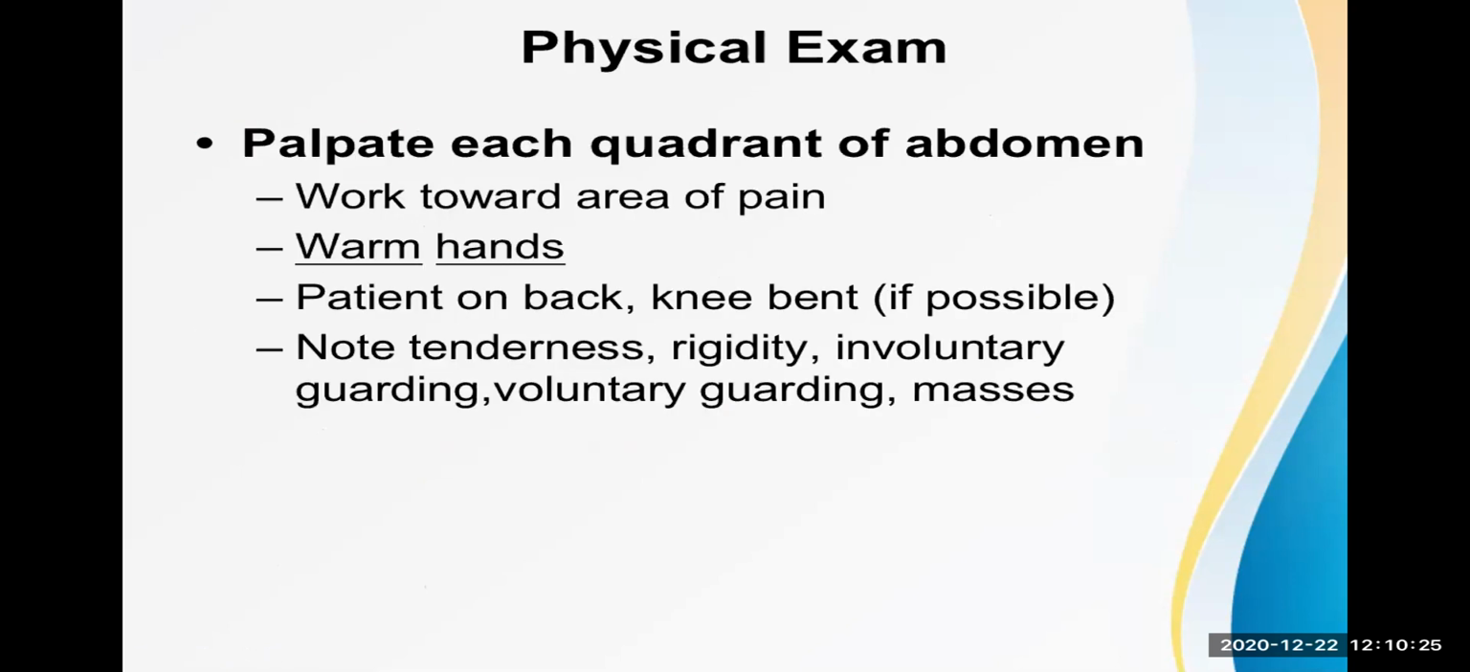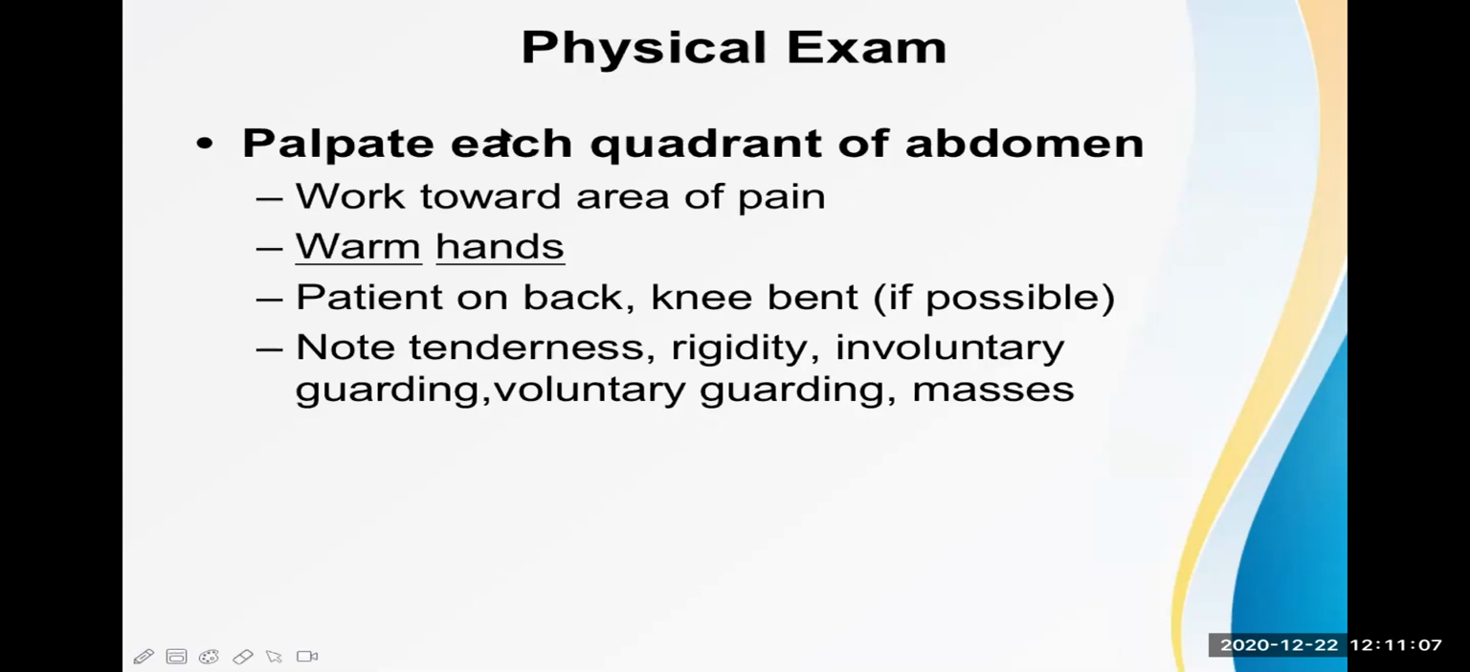Now, how to do abdominal exam? Palpate each quadrant of the abdomen. I'm talking about a bit of the general aspect first, and then I'll talk about the detailed examination. Just pay attention here. Palpate each quadrant of the abdomen. Now there are so many different quadrants of the abdomen. We roughly divide these into 4 quadrants actually: right upper quadrant, right lower quadrant, left upper quadrant, and left lower quadrant. So start from the left lower quadrant, go to the right upper, and like that examine all the quadrants of the abdomen. Work towards the area of the pain.